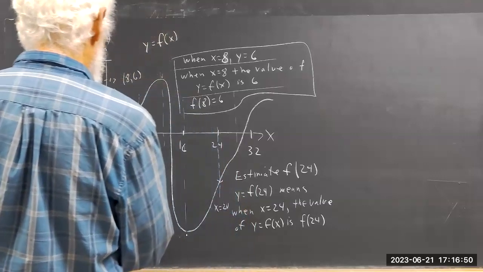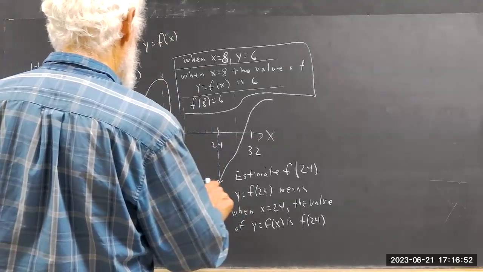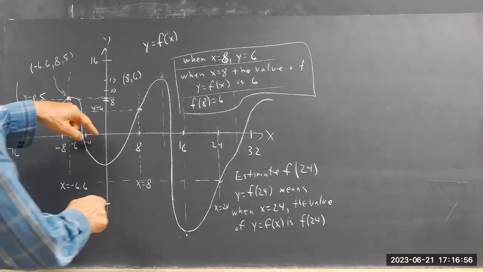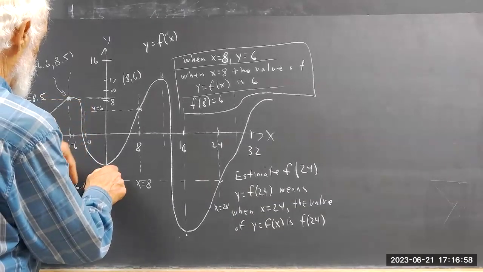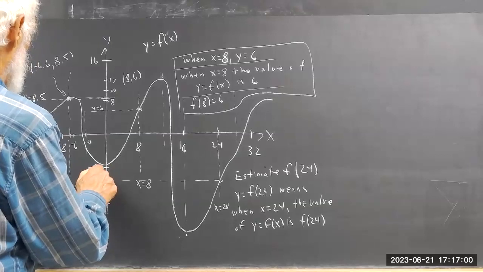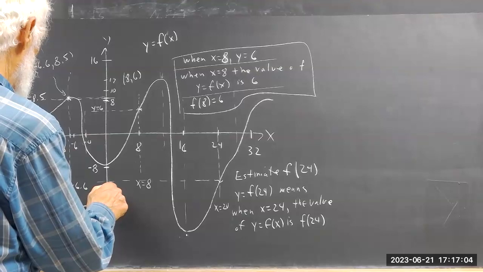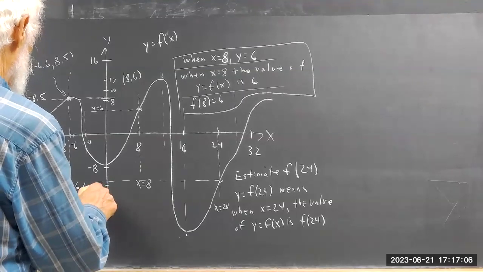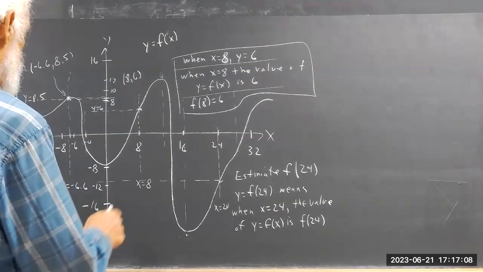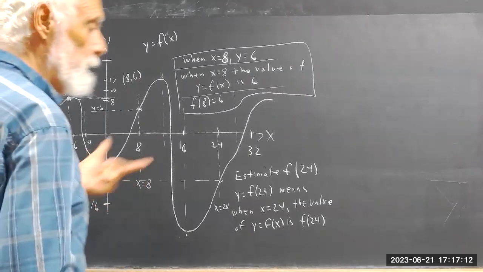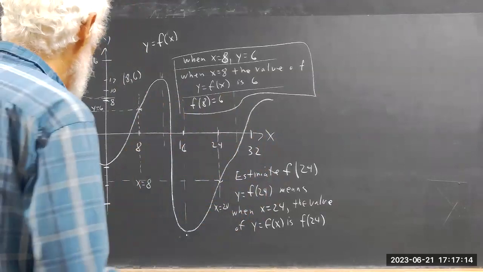Find the point on the graph and estimate the y coordinate of this line, which we do fairly easily. 16 back to 0. Negative 8 should be about here. Halfway between 16 and 8 is 12. Negative 12, so this could be negative 10. I'd say negative 9.3, just my estimate.